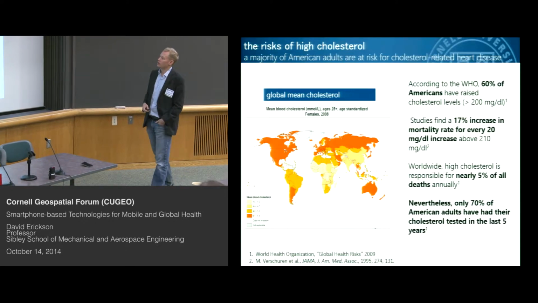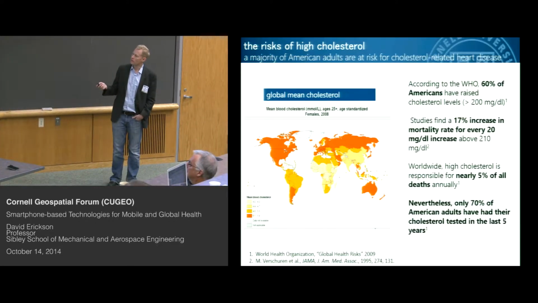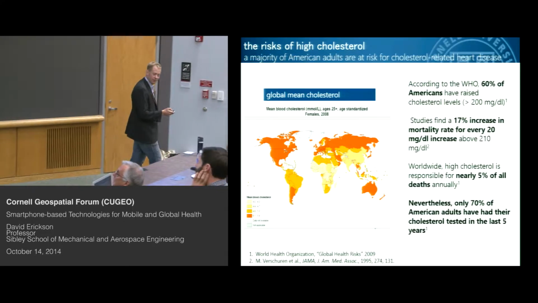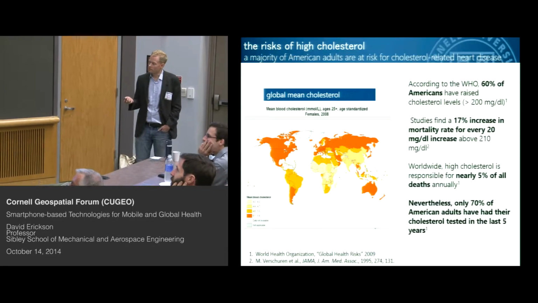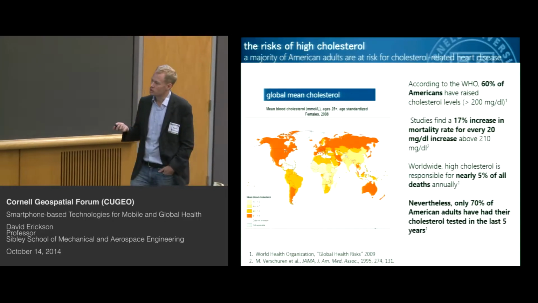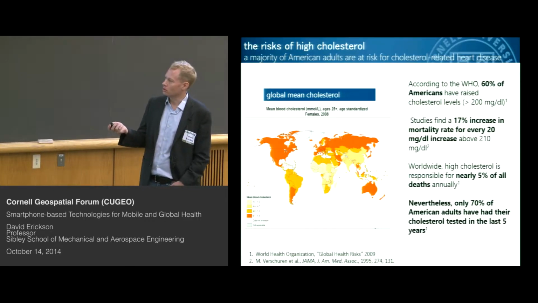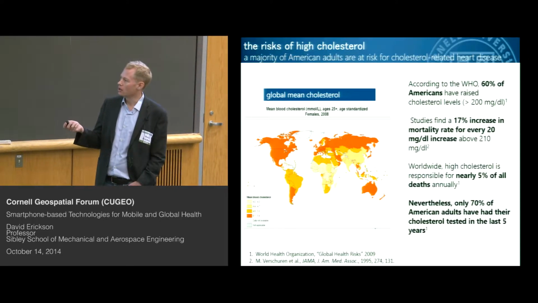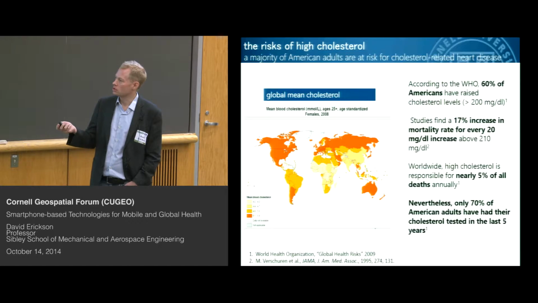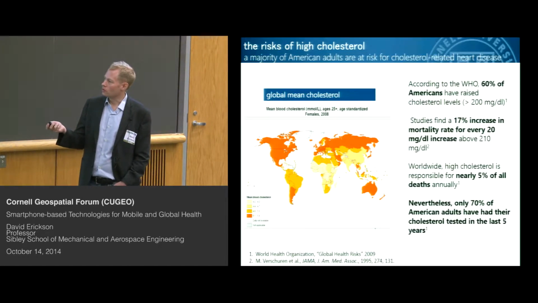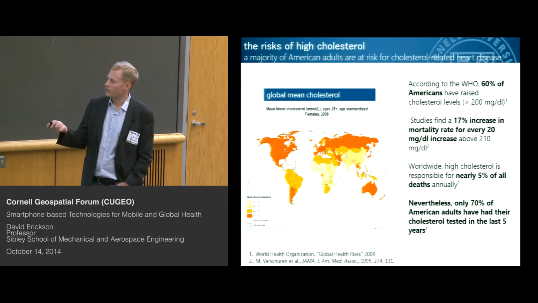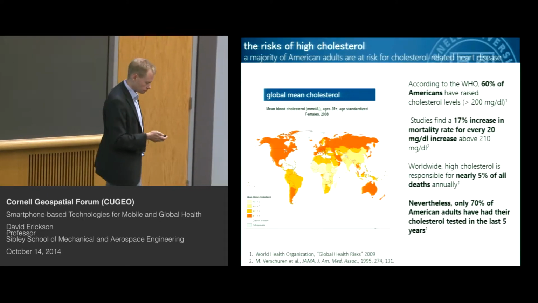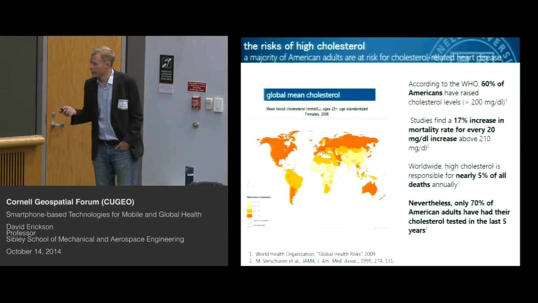Risks of high cholesterol. Here's a map, which is maybe more up your alley. You can see mean blood cholesterol, where the redder areas are locations of higher cholesterol. In North America, Europe, and Australia, we tend to have very high cholesterol. Other places tend to have lower, but you can see there are growing numbers all over the world.